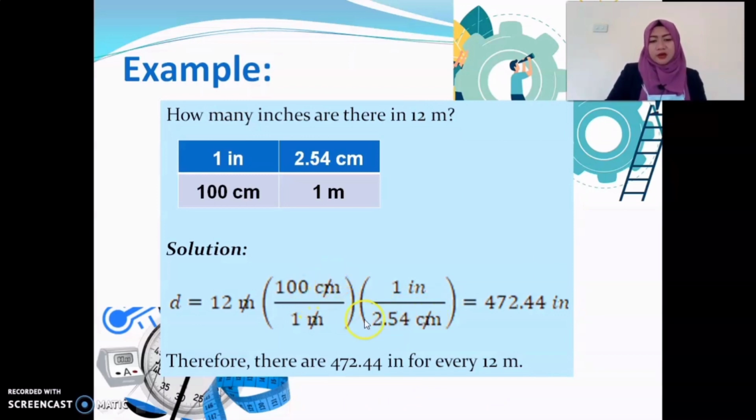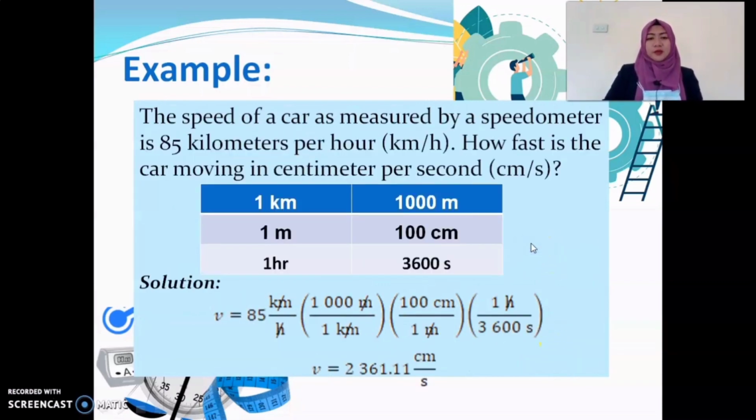And centimeter divided by centimeter is also equal to 1, so we can cancel that out. Therefore, we are left with inches. So basically, what you do is multiply 12 times 100 divided by 1 times 1 divided by 2.54, which is equal to 472.44. And the unit we have left is inches. Therefore, there are 472.44 inches for every 12 meters.